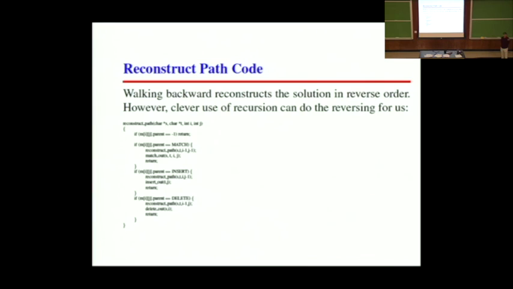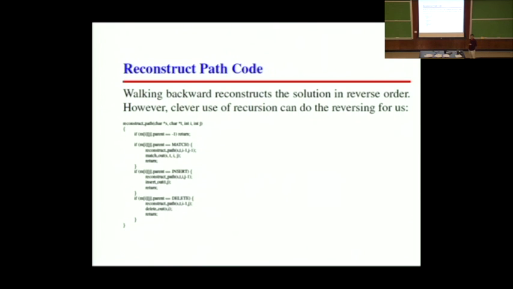What's interesting about this recursive algorithm, does everybody see that if I follow the parent pointers back, I reconstruct the path in reverse order? Does everybody kind of see that? What's slick about this recursion is that it actually reconstructs the path in the right order. Why? It outputs the path up to this point before it outputs the last thing. Does everybody see that? Any questions about that?